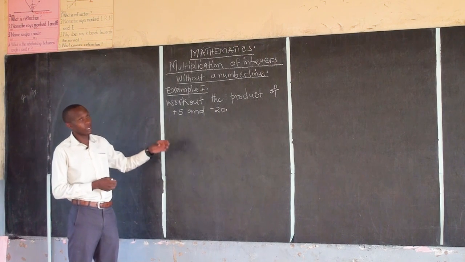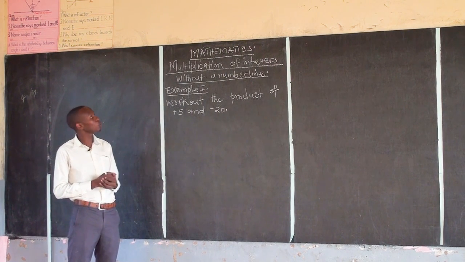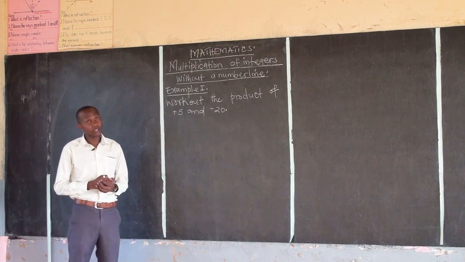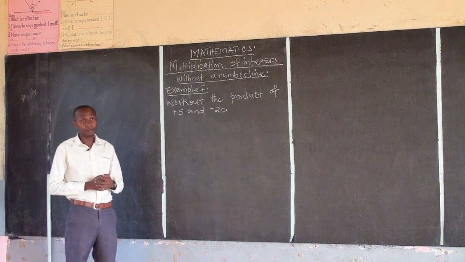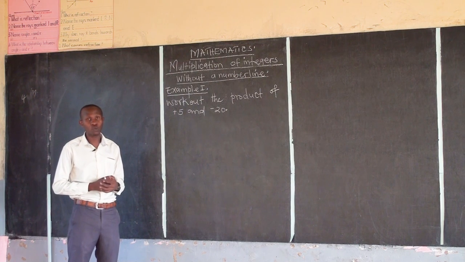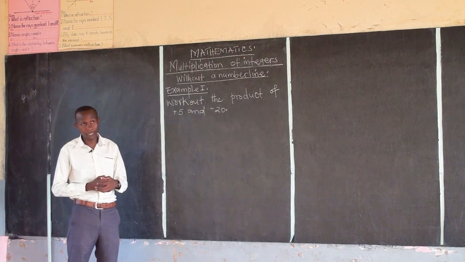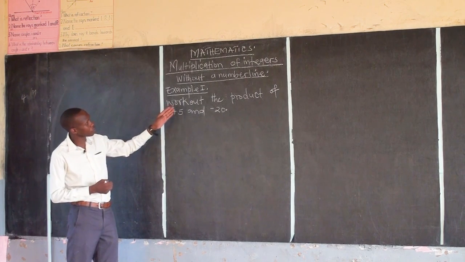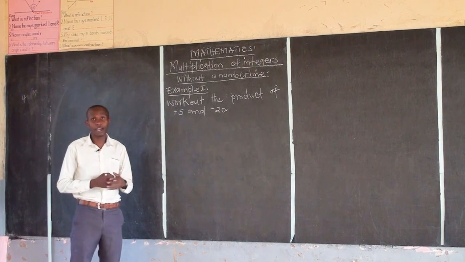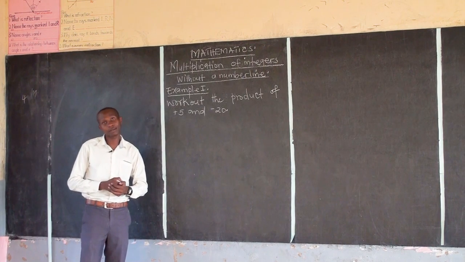Yes, today I want to look at how we can multiply integers without a number. That is what I want us to look at today specifically. So when you look at the first example, it says work out the product of positive 5 and negative 20.